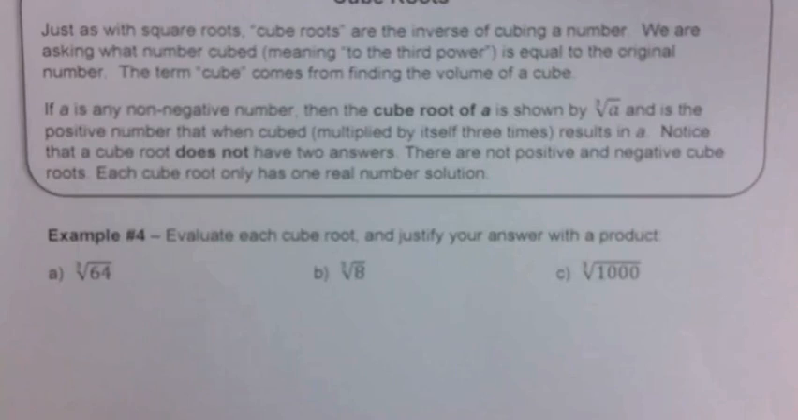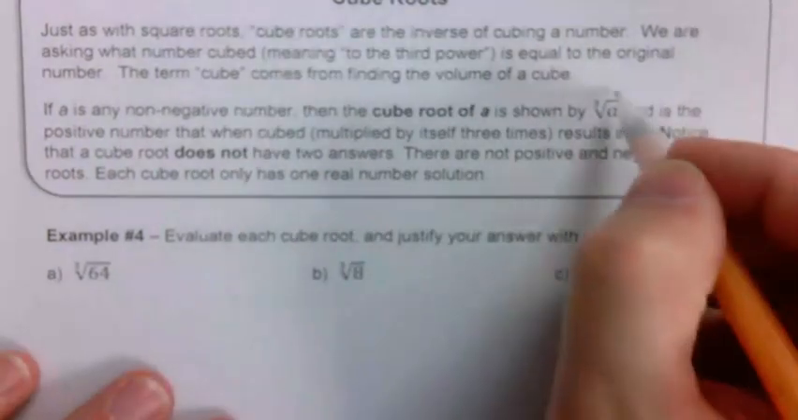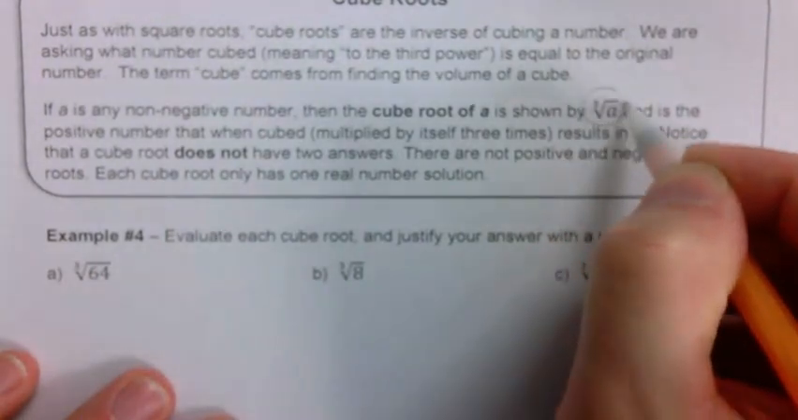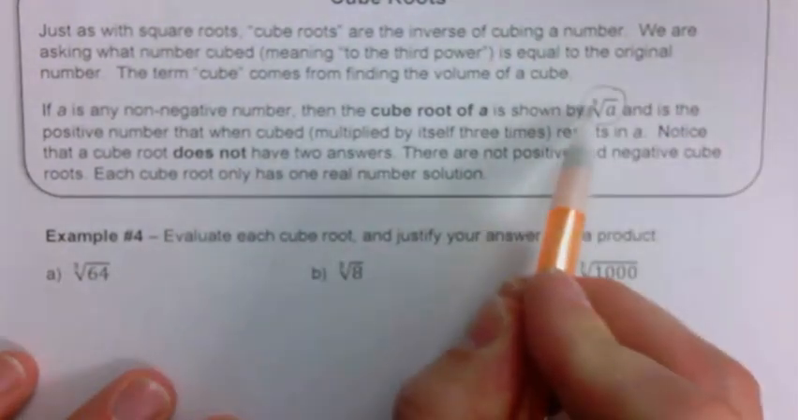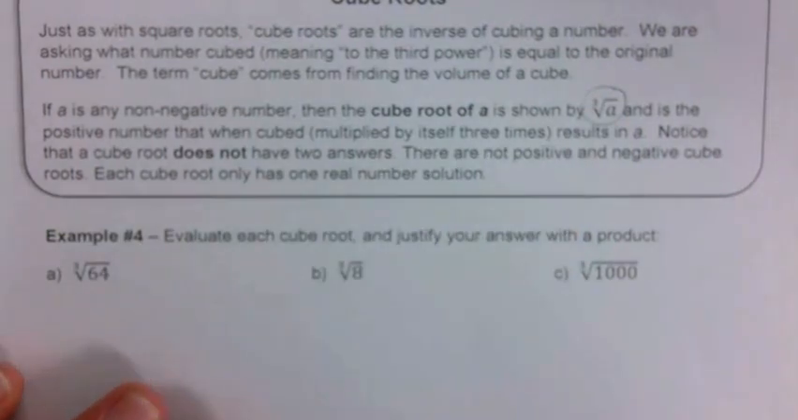Now that we have a good idea of square roots, we're going to move on to cube roots. Just as with square roots, cube roots are the inverse of cubing a number. We are asking what number cubed, meaning to the third power, is equal to the original number. The term cube comes from finding the volume of a cube. If a is any non-negative number, then the cube root of a is shown by this symbol right here. It looks very similar to a square root symbol, except there's a little 3 right there, which is indicating that we want the cube root.